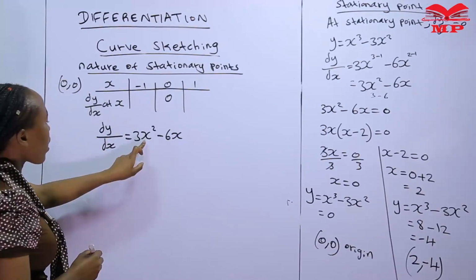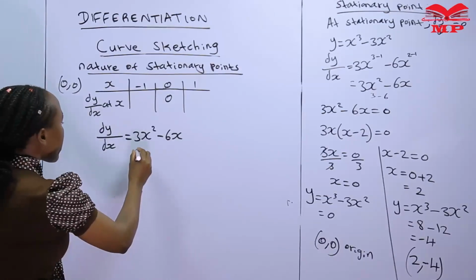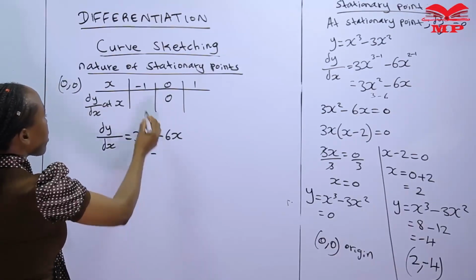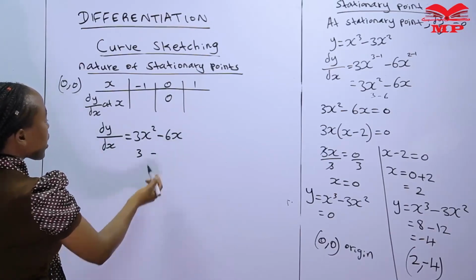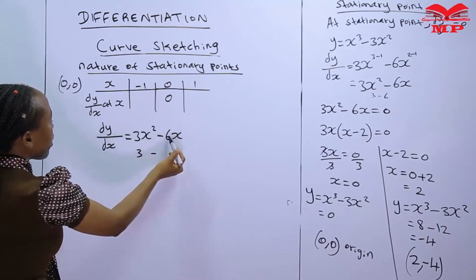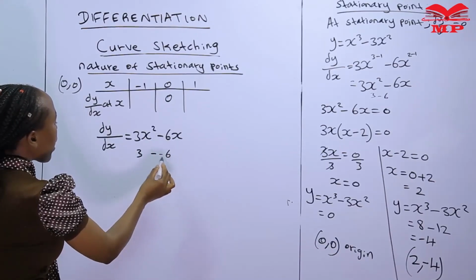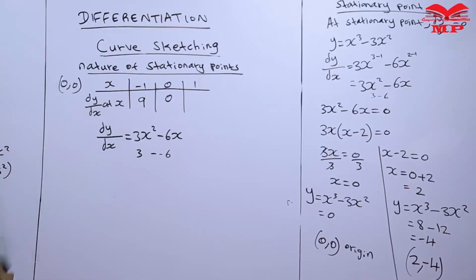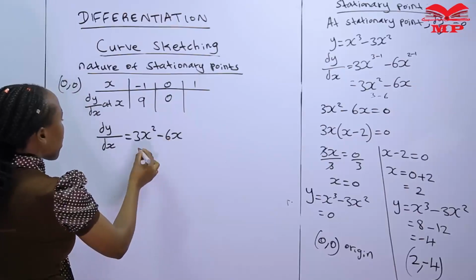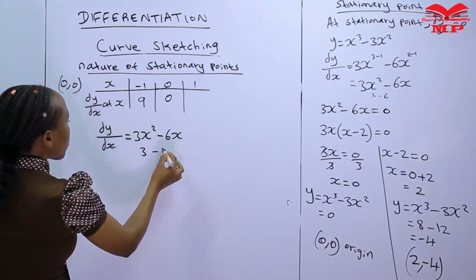So we have therefore when x is negative 1, we have negative 1 squared, that is 1. 1 times 3 is 3, minus negative 1 times 6, which is negative 6. So this is 3 plus 6, which is 9. Then again, when x is 1, we'll have simply 1 squared, that is 1 times 3, then minus 1 times the 6, which is 6.